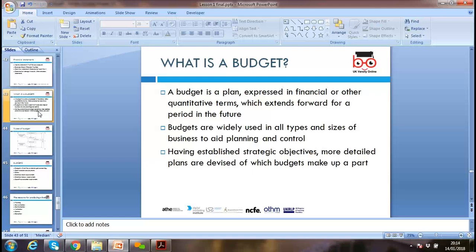It's how much money you got, basically, and how much you got to spend, and how much money you can spare. Okay, well then. So a budget is a plan, a financial plan expressed in financial quantitative terms. Quantitative means in numbers, and we extend it forward for a period in the future. Budgets are widely used in all sizes and types of organization for planning and control.